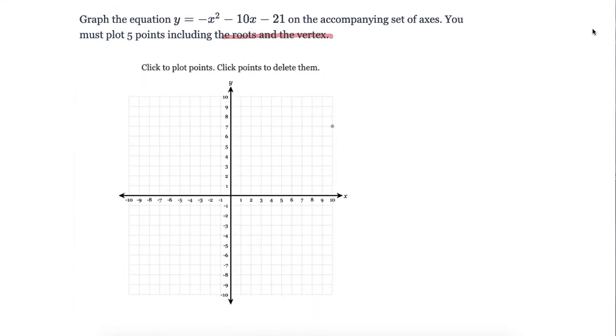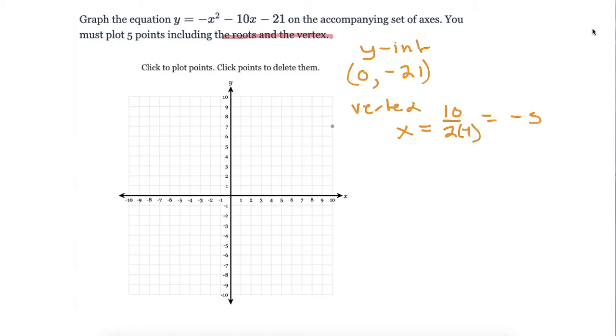If I'm graphing this, I can find the y-intercept right away. We know the y-intercept is going to be negative 21, so it's (0, negative 21). We know that there's a vertex when x is equal to the opposite of b. Notice b is negative 10, so the opposite of b is 10, divided by 2a, which is negative 2. So in this case, it's negative 5.